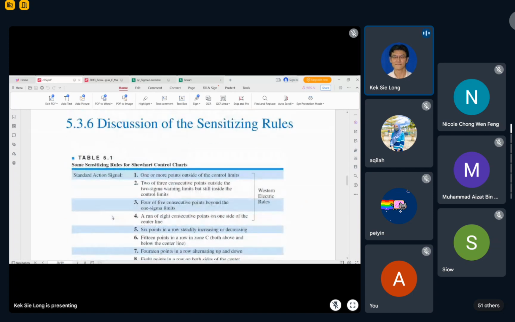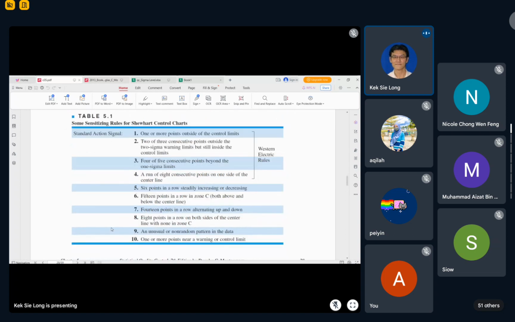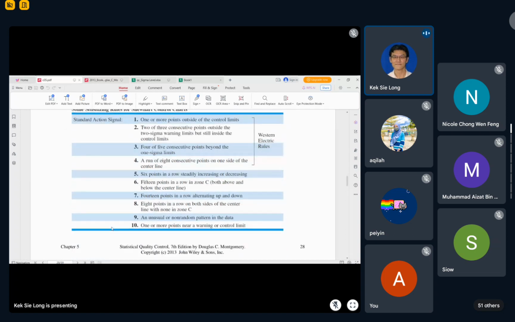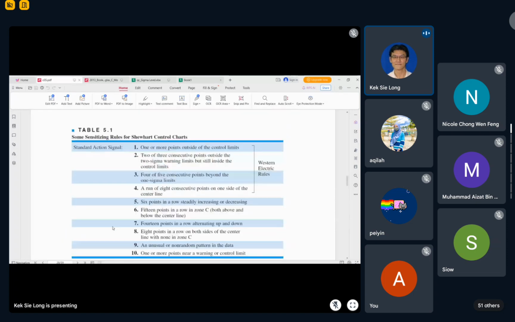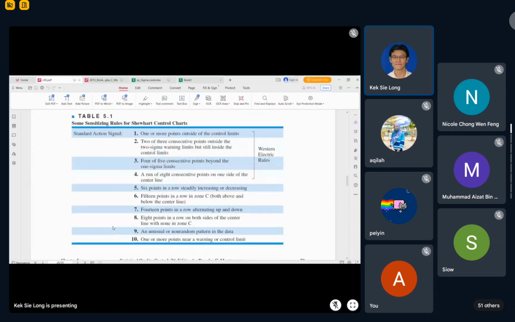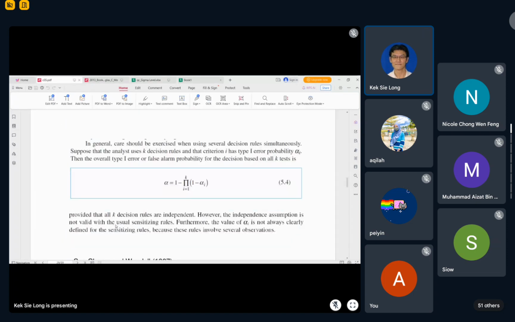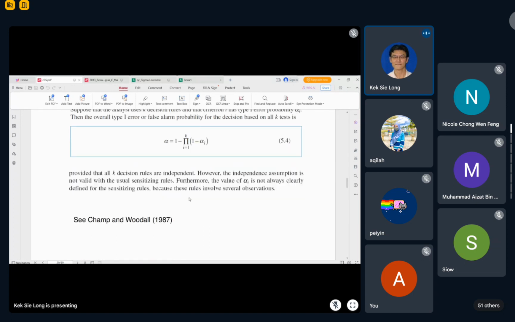Okay, you have a read of this discussion of the sensitizing rules. There are 10 rules. You can have a read. Number 4 is the overall type 1 error or false alarm probability. So just take 1 minus the product of 1 minus alpha i. This is to get the overall type 1 error.